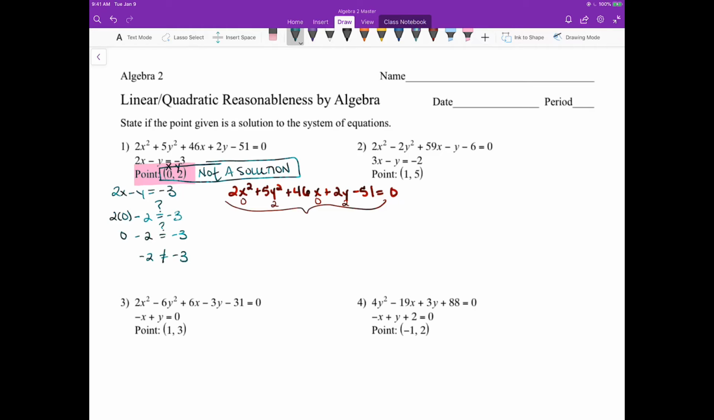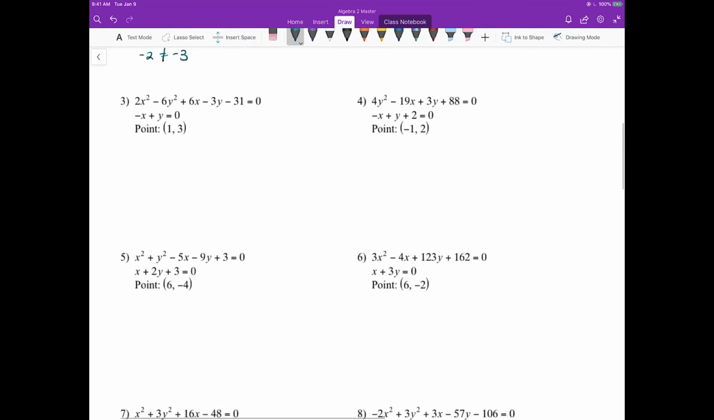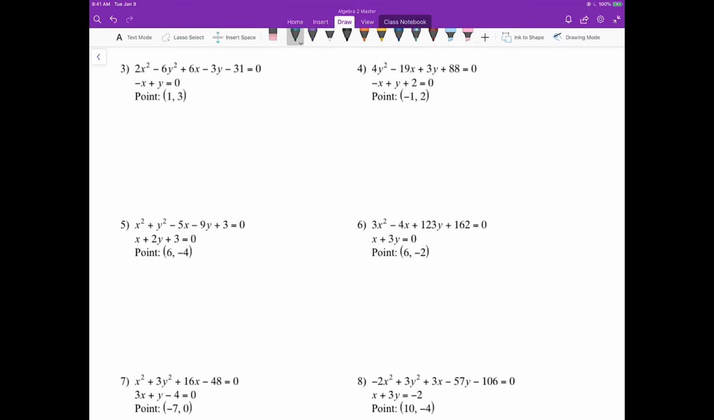So let's look at number 3. We're going to test the point 1, 3, x and y into both equations. So negative x plus y equals 0, and 2x squared minus 6y squared plus 6x minus 3y minus 31 equals 0. And both of these statements have to be true when we substitute the point in.